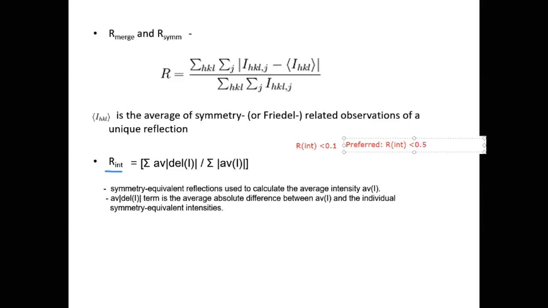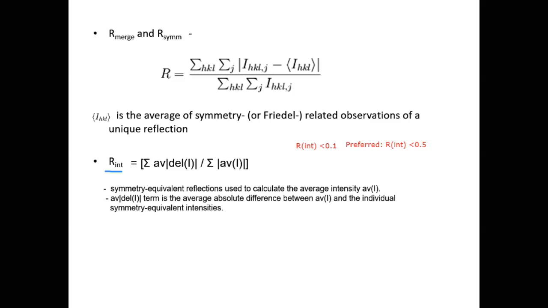So if it's less than 0.05, that means the symmetry equivalent reflections are in better agreement with each other. And so this R int is used to see how the average of the difference between the individual symmetry reflections compares to the overall average of those intensities. So it's the average of the difference divided by the average of the intensity. And the lower this number is, the better your symmetry equivalent intensities are.